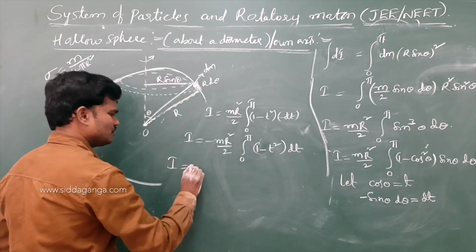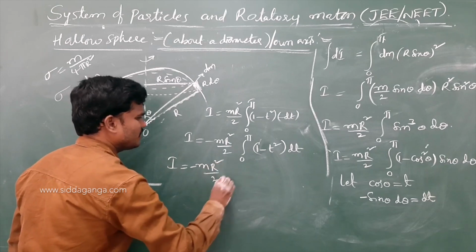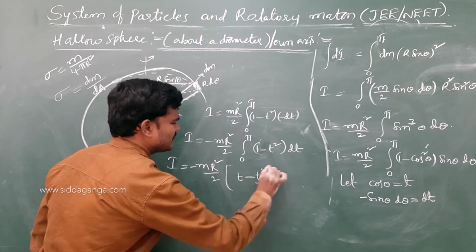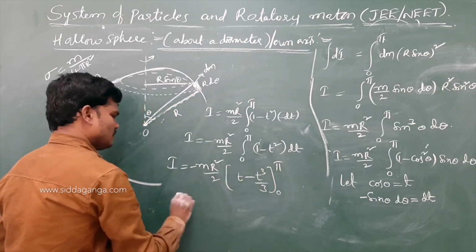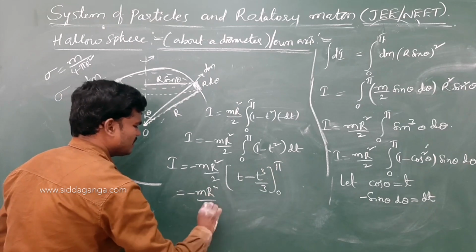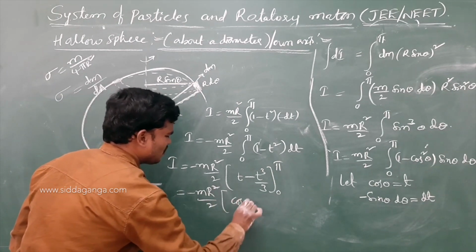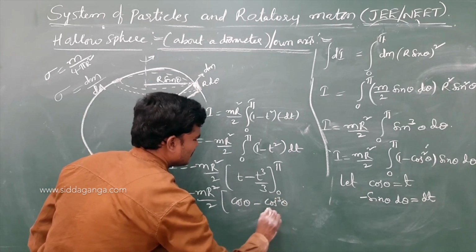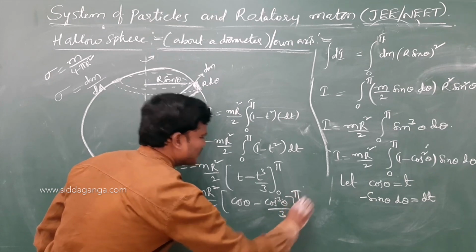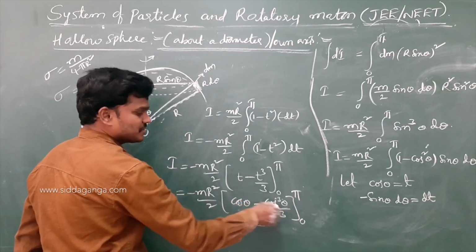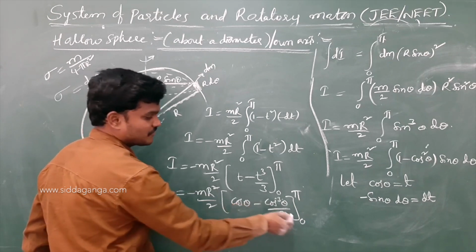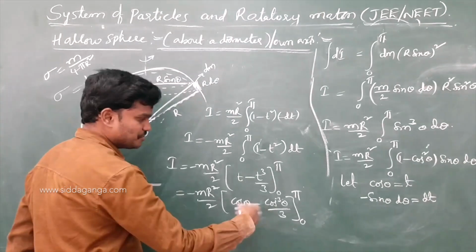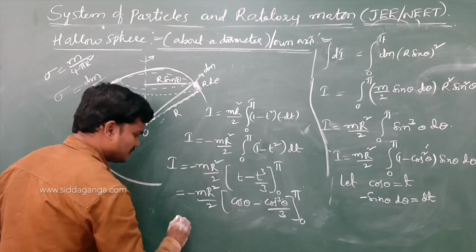So I is equal to minus mr square by 2. Integral of 1 dt is t. T square integrates to t cube by 3, limits 0 to pi. But what is t? T is cos theta, so cos cube theta by 3, 0 to pi. Substitute pi in these two terms: cos 180 is minus 1. And after that minus of cos 0, and cos 0 is also 1. So substitute these values, you will get minus 4 by 6.